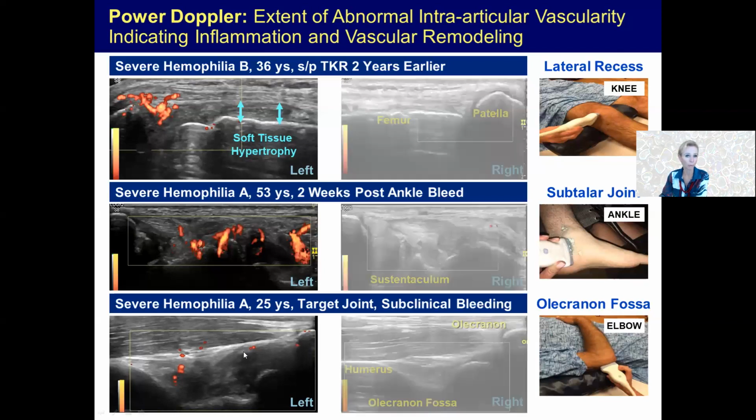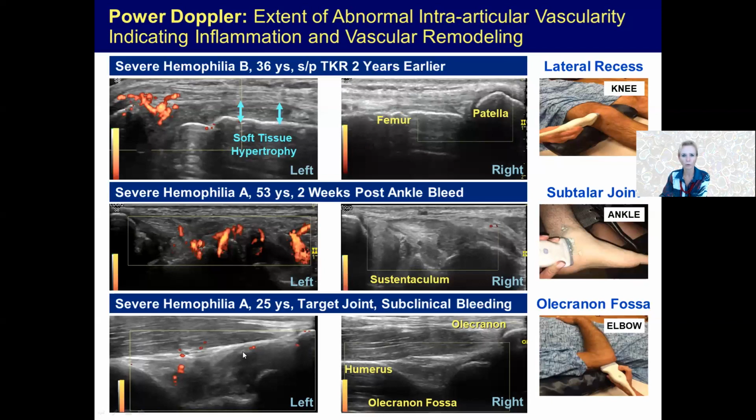Now, why would that all be important? Well, look to the right here. You can see that the contralateral side here has no power Doppler signal at all in all positions. And this is in fact normal. There should be no power Doppler signal, not even a few dots. So how did that help?